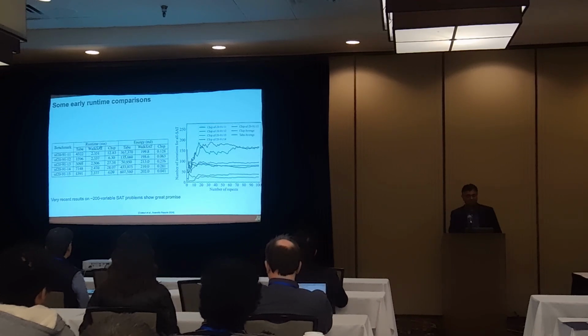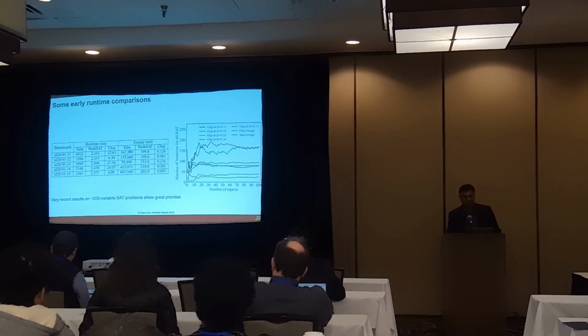We compared it with 3 different solvers. This is the Tabu solver, this is another stochastic solver, and this is the chip. Generally speaking, what we found was that we did better than the Tabu solver, worse than this other solver over here. But in terms of energy, there was basically no comparison, because these were running on CPUs, and this was running on the specialized chip.